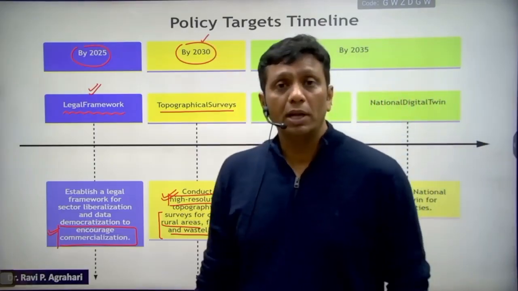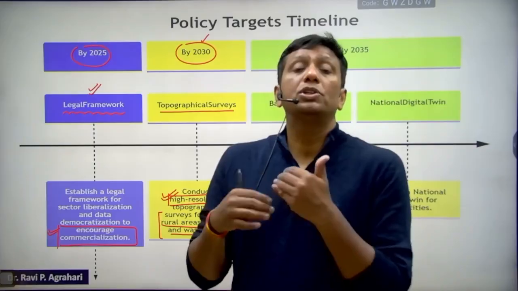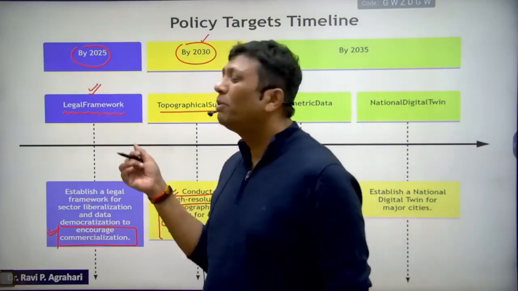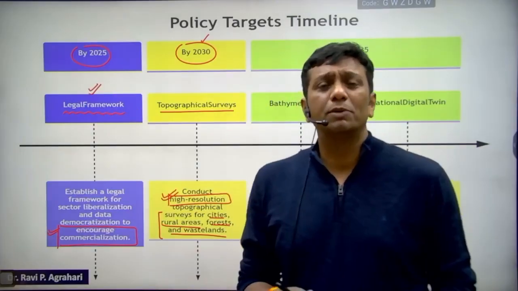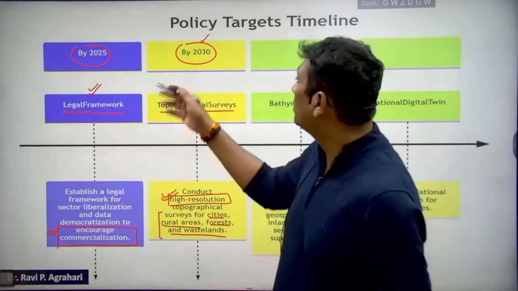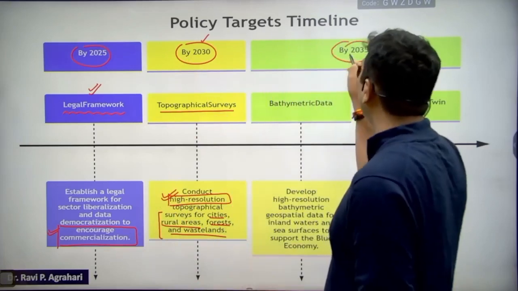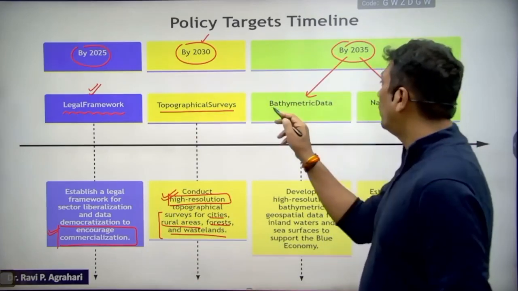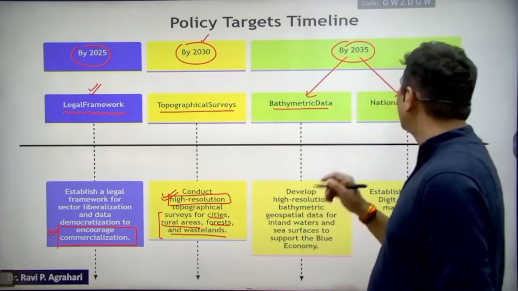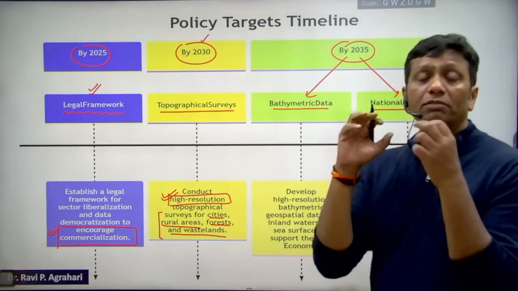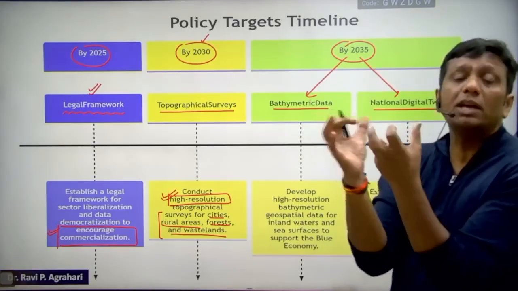So, sir, you are telling that in the coming future, geospatial data will be more and more improved. Yes, by 2025, it will work for the legal framework, especially for commercialization purposes. By 2030, it will be used for the topographical survey. By 2035, there are two things, guys: one, bathymetric data, and second, the national digital twins. National digital twins is a kind of digital way to access physical data.